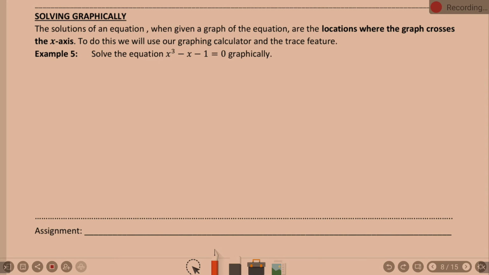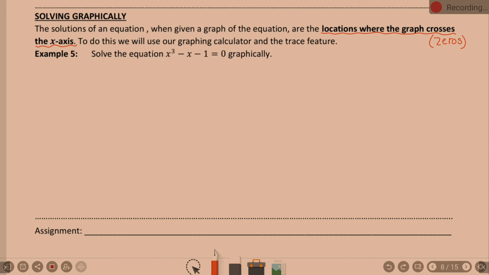Well, the solutions of an equation, when given a graph of the equation, are the locations where the graph crosses the x-axis. To do this, we'll use our graphing calculator and the trace feature. I'm actually going to teach something a little bit more specific than just tracing so we get a specific answer. But we are looking for where it crosses the x-axis. Do you guys recall the vocabulary word zero? They're zeros when they cross the x-axis is what we call them.